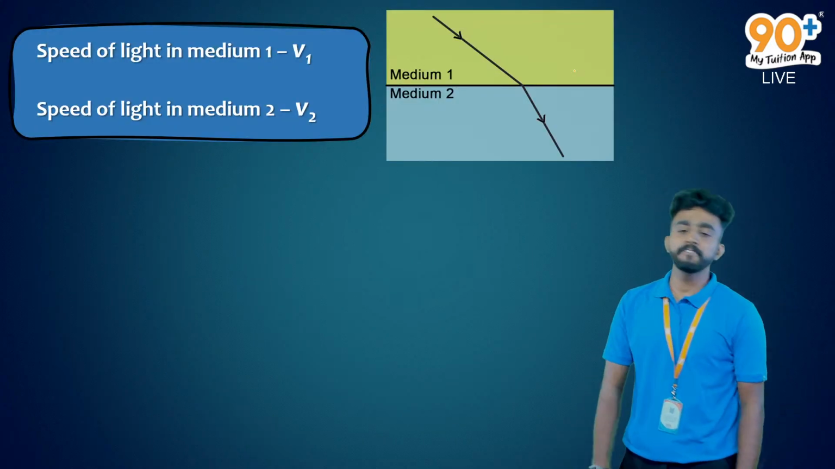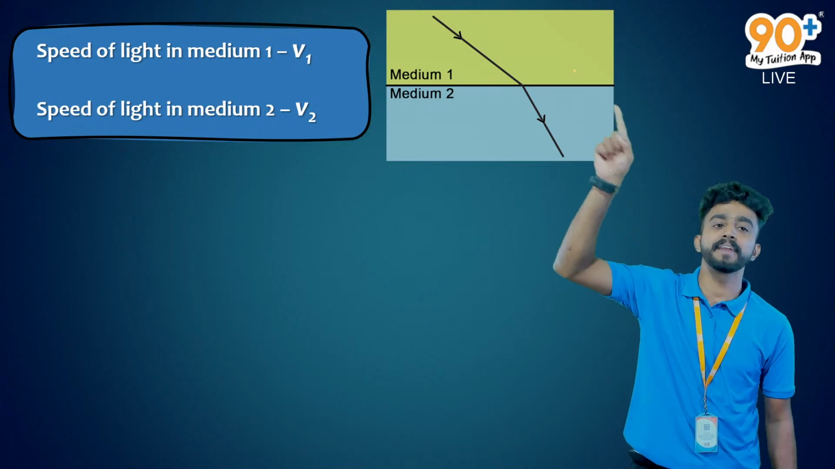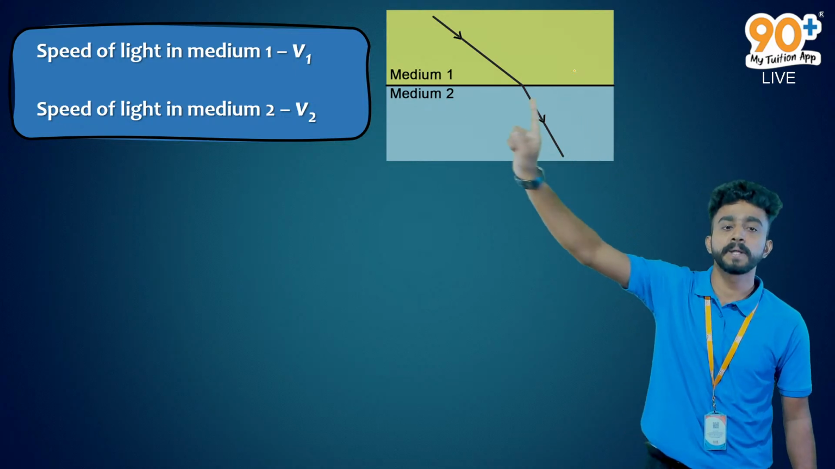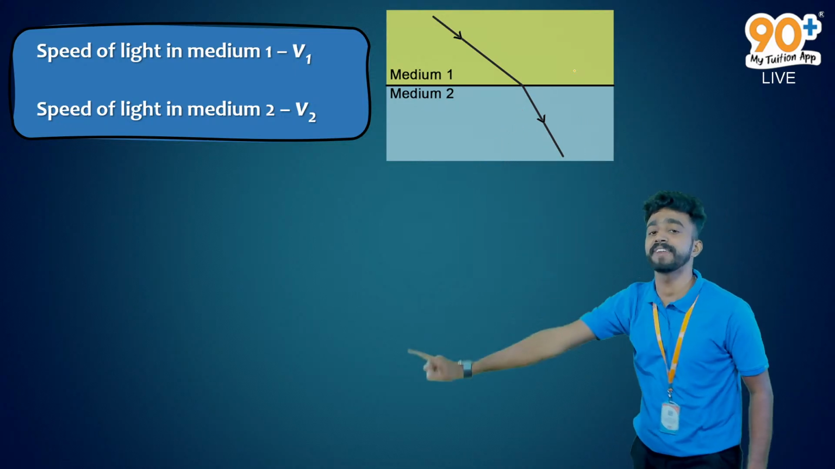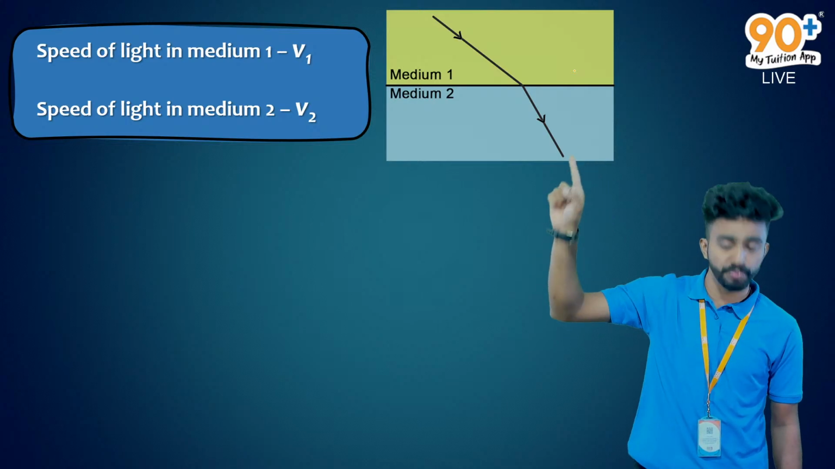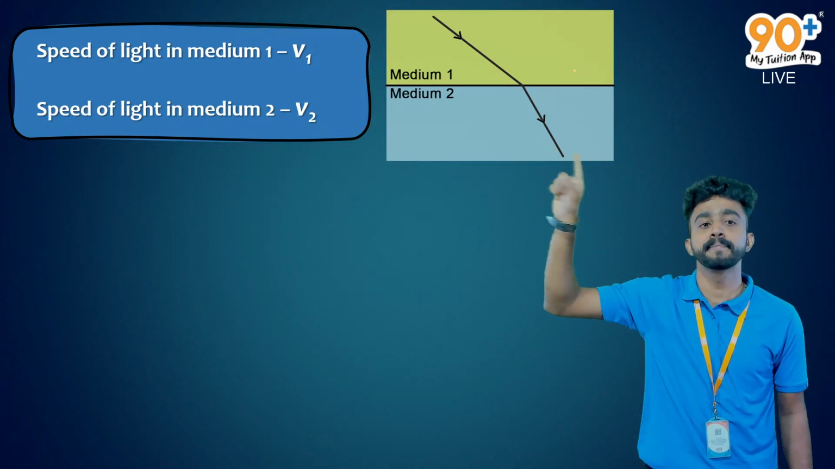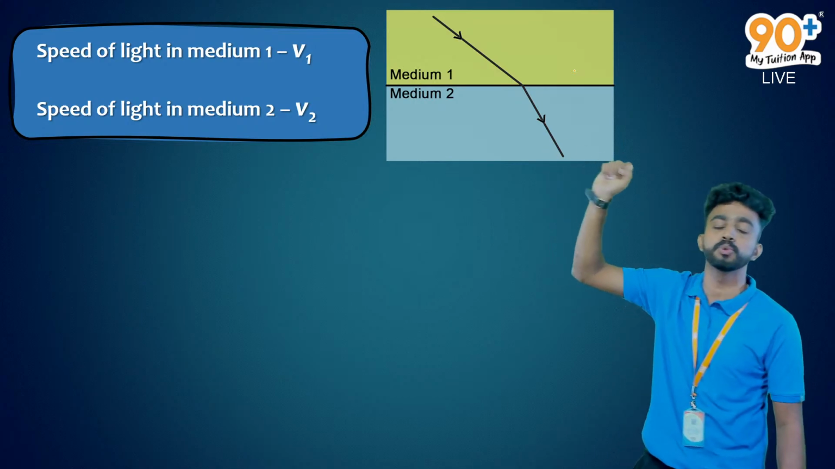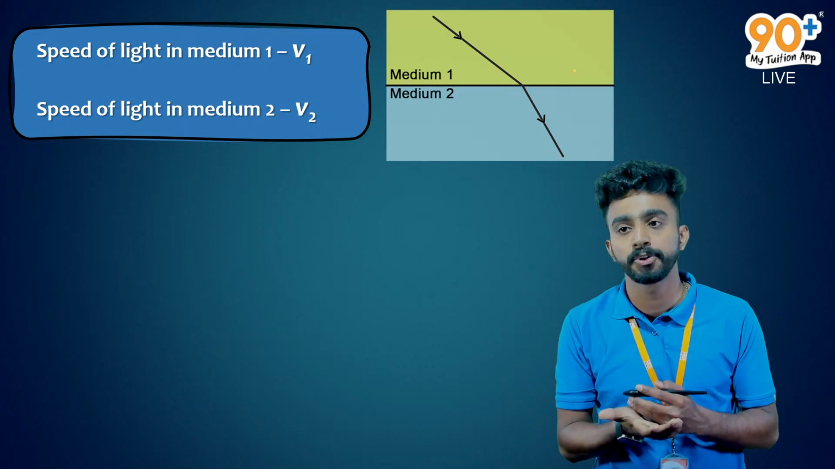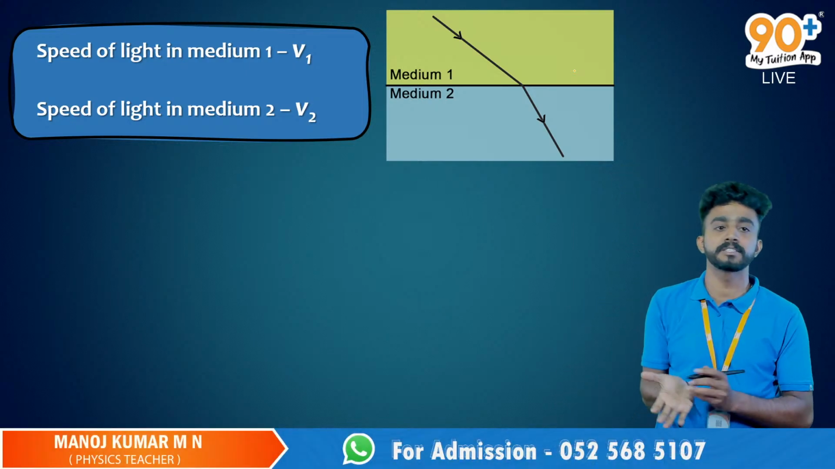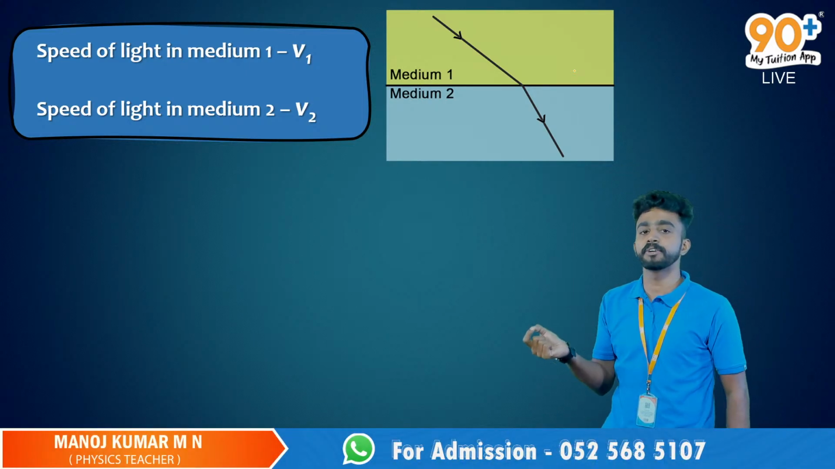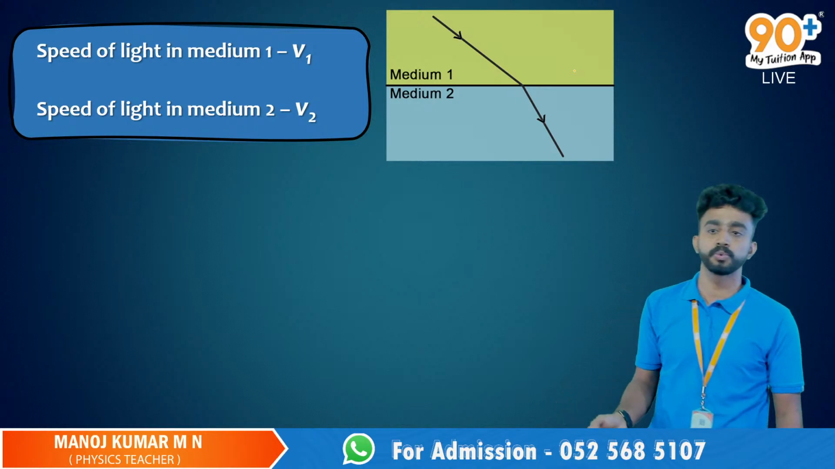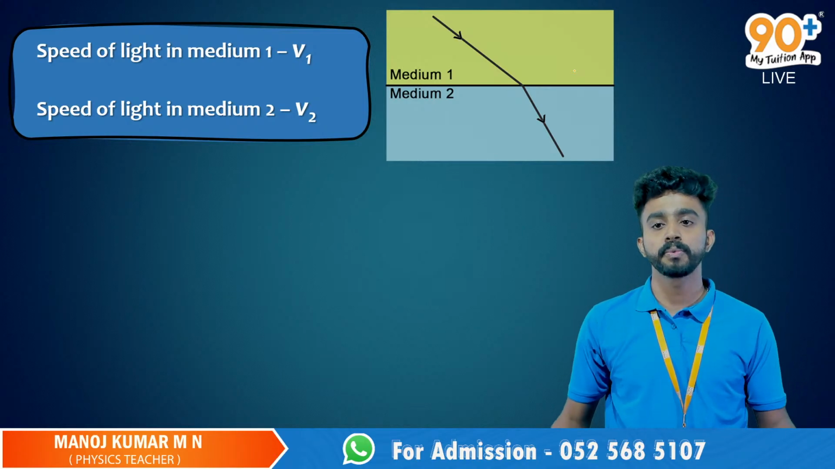So, when we are considering two mediums, medium 1 and medium 2, consider we are taking the speed of light in medium 1 as v1 and the speed of light in medium 2 as v2. Everyone draw the two mediums, medium 1 and medium 2, and mark in your notebook, speed of light in medium 1 is termed as v1 and speed of light in medium 2 as v2. Now let's go along with me.